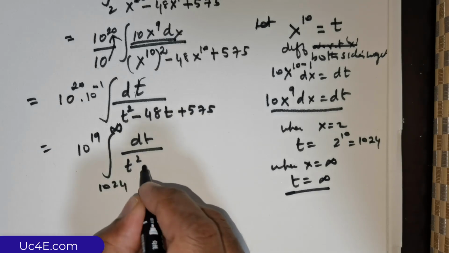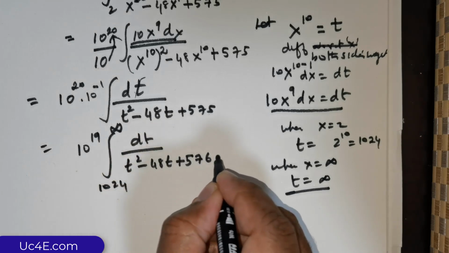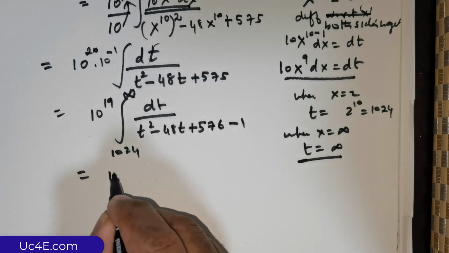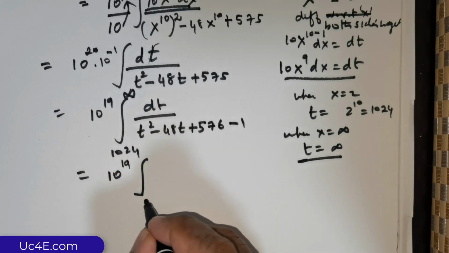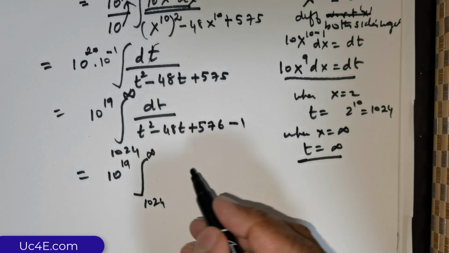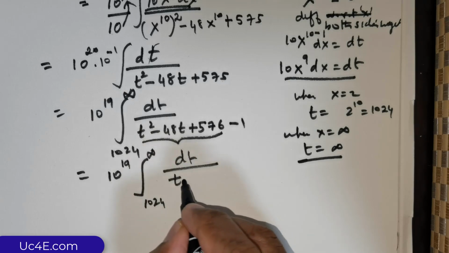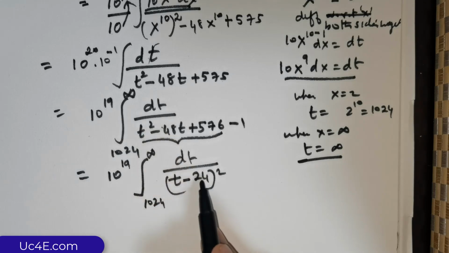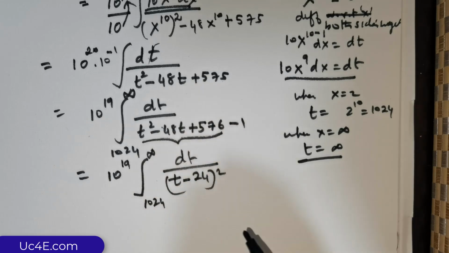I would like to write it in this fashion, t squared minus 48t plus 576 minus 1. Now you might be wondering, why did I split it in this fashion? Within a minute you will know why. So this is 10 raised to the power of 19 times the integral from 1024 to infinity dt over. Now I would like to rewrite this quantity as a perfect square. Is it okay if I were to write this as t minus 24 raised to the power of 2? When I expand, I get t squared minus 48t, and 24 squared gives me 576. That's the reason I have written 575 as 576 minus 1. So this is what I've got.